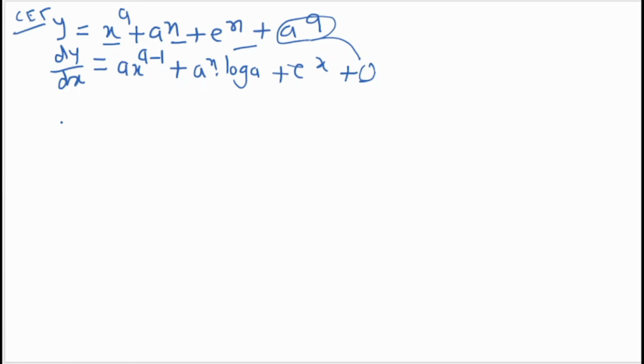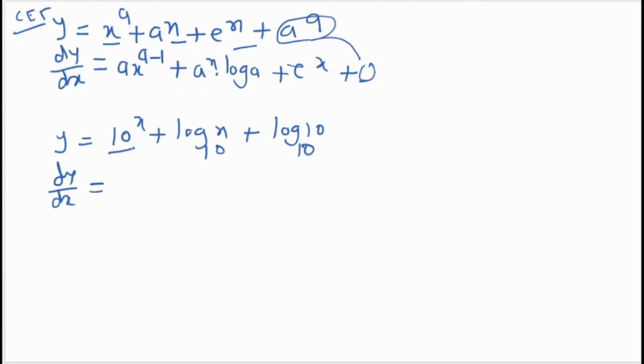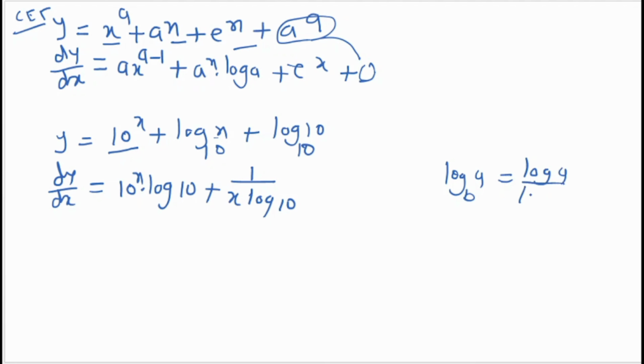One more example we take, y equal to 10 raised to x plus log x to the base 10 plus log 10 to the base 10. So what is the derivative? dy by dx is equal to, now this is a constant raised to a function, so 10 raised to x into log 10, and the derivative of log x, that is 1 upon x, and the log 10 stays as it is, according to the formula log a to the base b is equal to log a divided by log b, and the last, these are both constants.